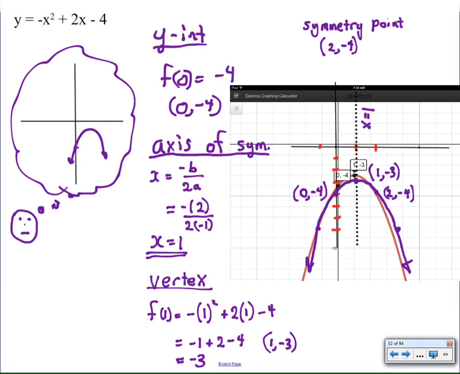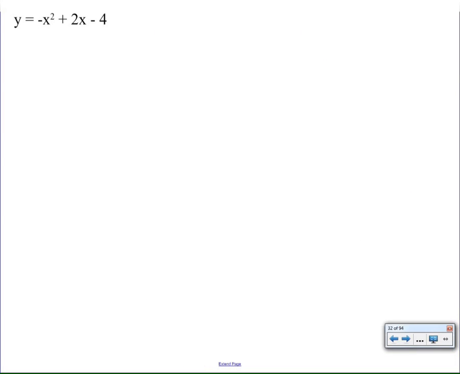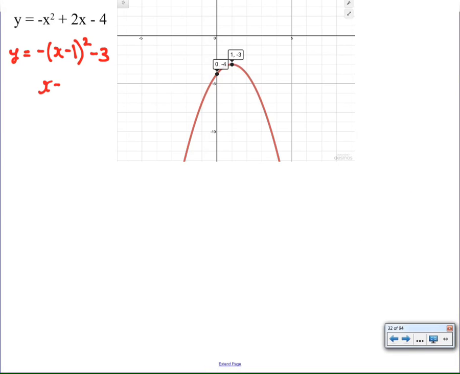Now, clearly you can see from the picture that there are no x-intercepts. But what I was wondering is, what happens if we do try to find the x-intercepts using algebra? Now, for starters, I notice here that, first of all, because I know the vertex is (1, -3), I can rewrite the quadratic function from standard form into vertex form.